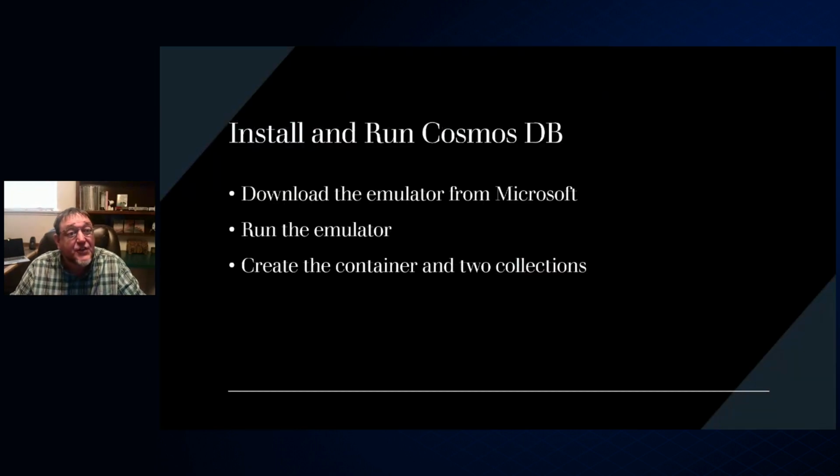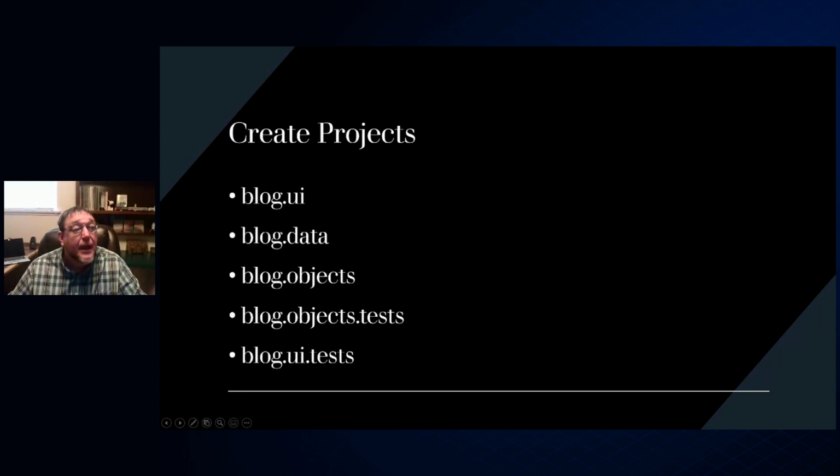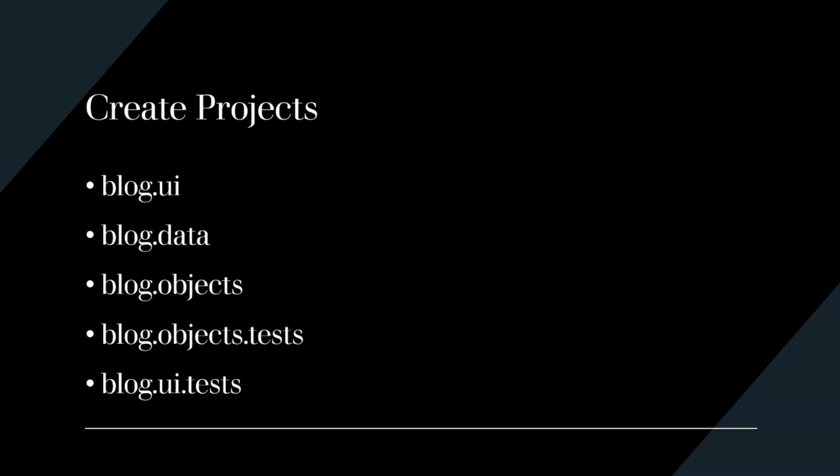So the project itself, I created a solution, and the project itself has a blog UI that is API-based with a React front end. Blog data, which is where we're going to be spending our time. It has an objects project where all of our objects are stored. And then I have some unit tests because I'm very big on test first development, and you'll always see that in demos that I do.